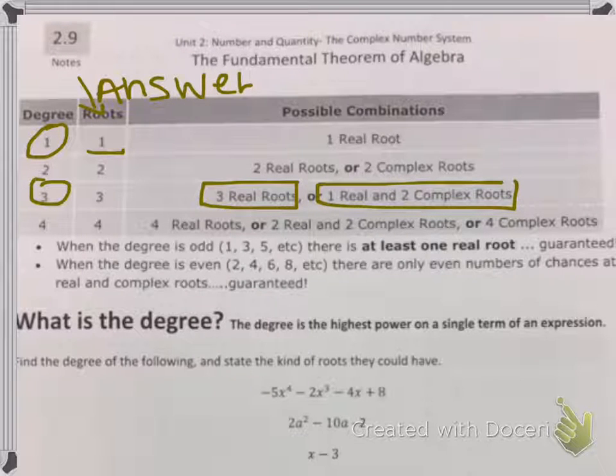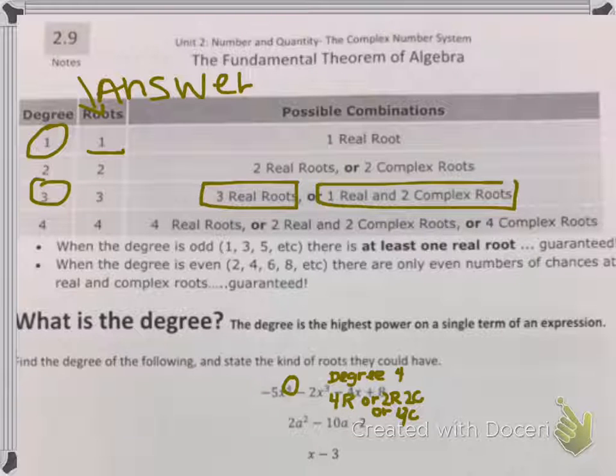Okay, the problems say find the degree and state how many roots they have. Well, the degree is the highest power, so in this case the degree is 4. And then it says how many, or what are my different kinds of solutions I can have. Well, if I look at my table up there, it says I can have 4 real roots, or I could have 2 real and 2 complex, or I could have 4 complex solutions. So I'm really just using my chart up above to answer the questions. Okay.